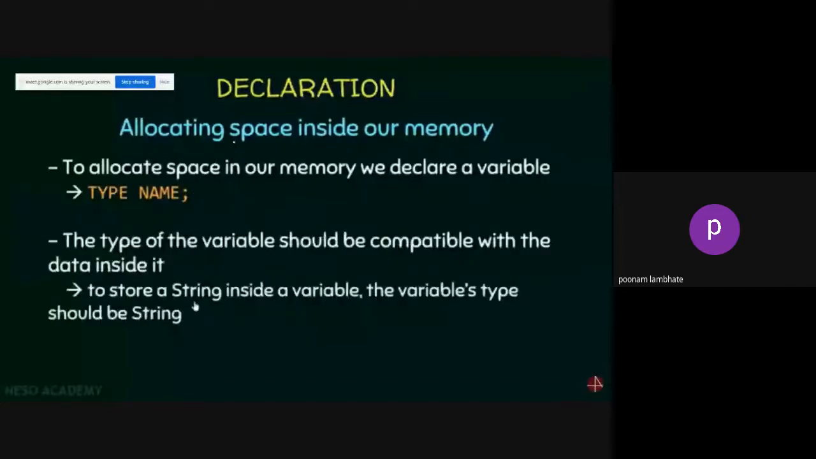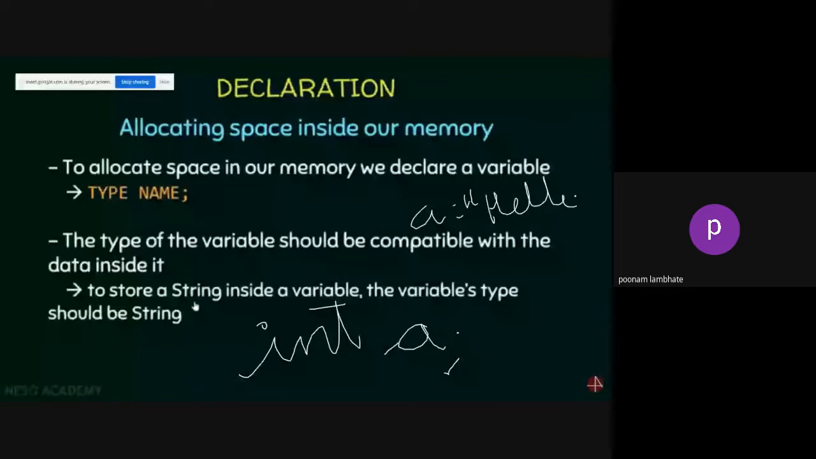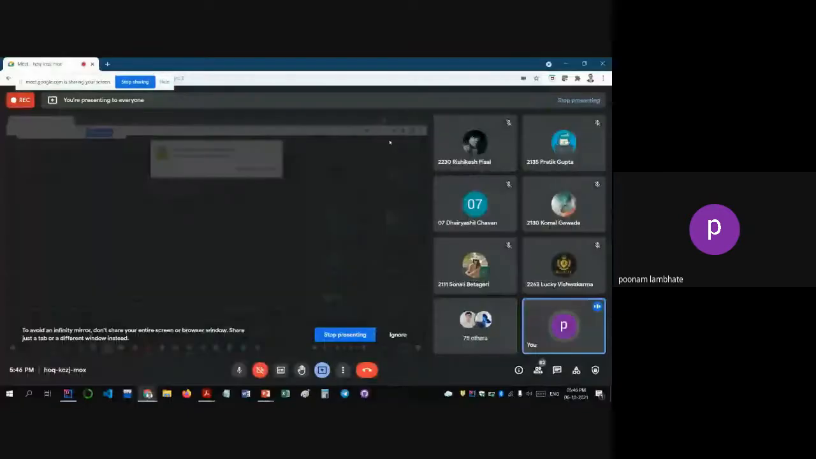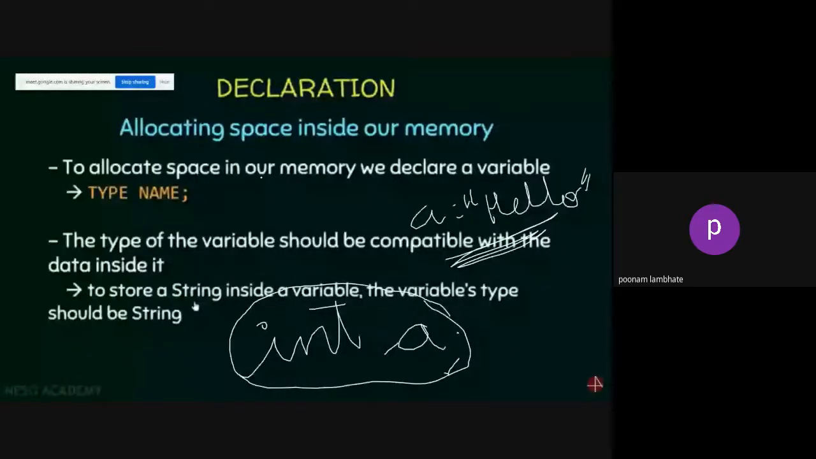The type should be compatible with the data. Means what? If I'm saying int a, then in future I must store an integer value only inside a. I cannot write a equal to hello. It will give you an error because hello is a string. At the time of declaration, you said that a will store only integers, but you're storing a string. That will give you an error. Compatible means it should go hand in hand. If you're declaring it as an integer, you should store an integer inside that variable.